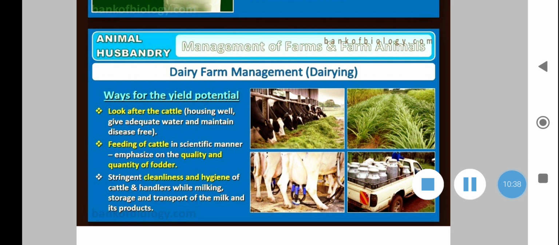Cattle have to be well looked after. Quality and quantity of fodder in proper ratio should be given. Silage made from legumes and grasses, maize and jowar makes good feed. Silage is supplemented with oil cakes, minerals, vitamins and salts. Cleanliness and hygiene of the cattle and handlers is of great importance while milking, storage and transport of milk and milk products. The cattle shed must be cleaned daily. It should be spacious with adequate facilities for feeding, watering and lighting.